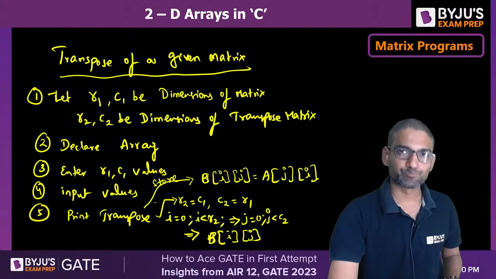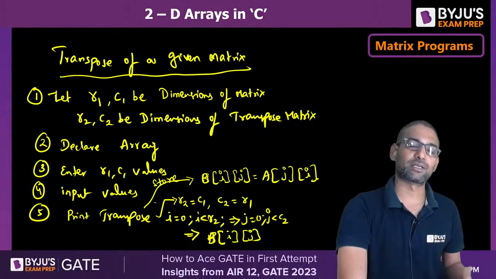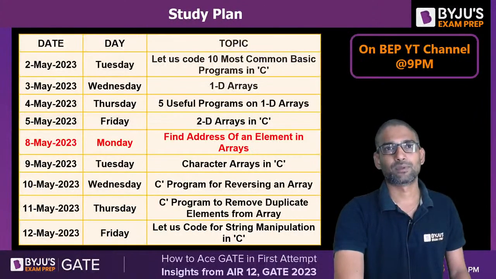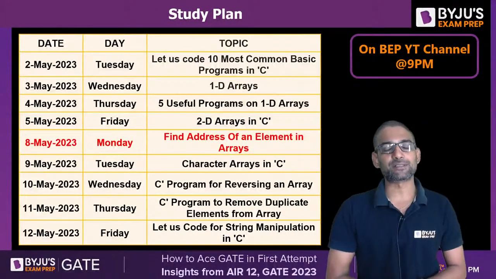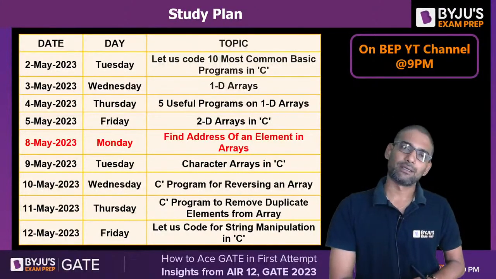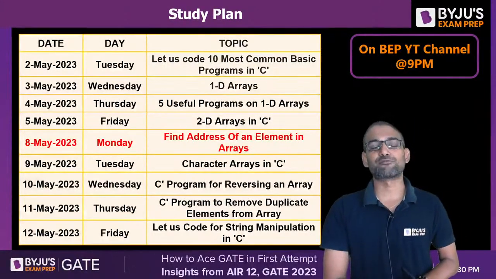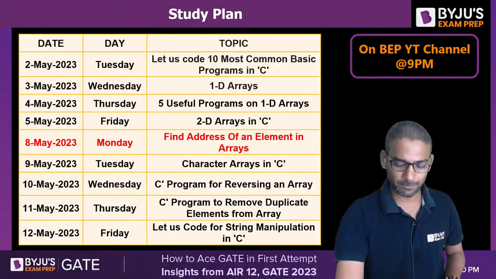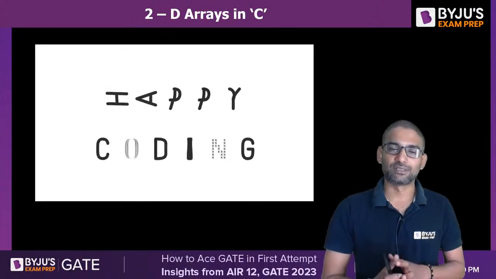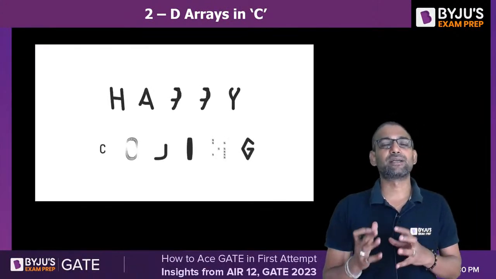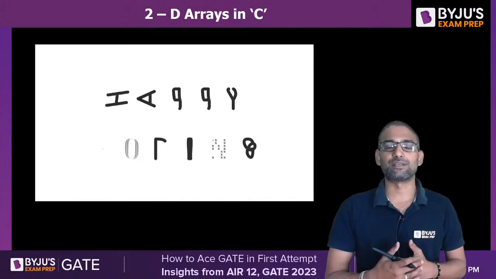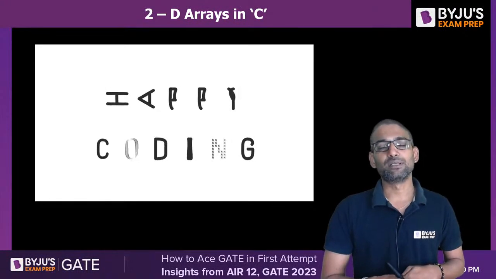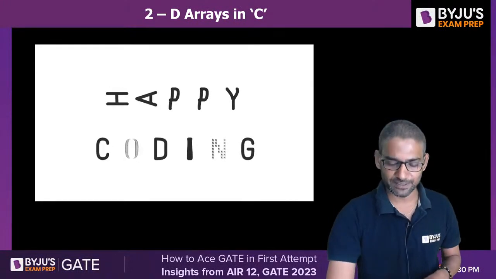And if you face any difficulty, you can post it in my Telegram group or in the comment section. That's all for today, dear friends. In the next class, on Monday, we will see how we can find the address of any element in 1D arrays as well as 2D arrays. I hope this session helped you in understanding 2D array declaration, initialization, input and output of 2D elements.